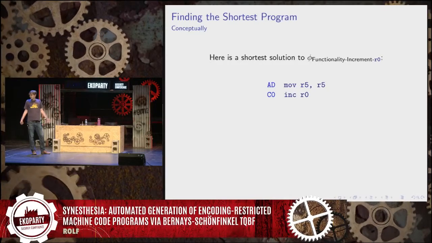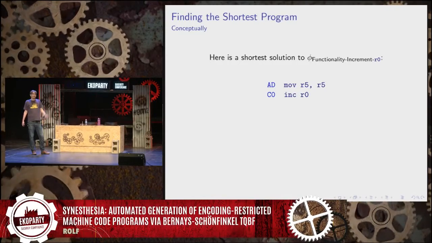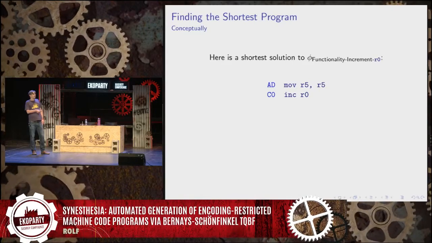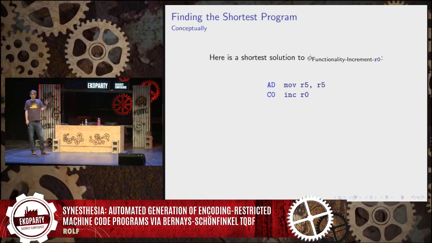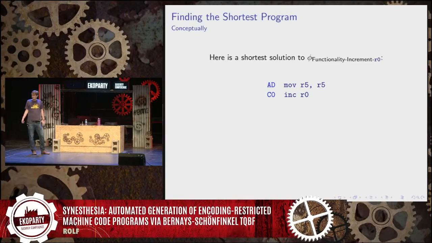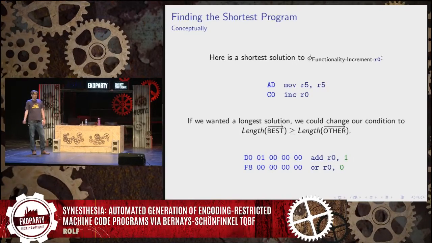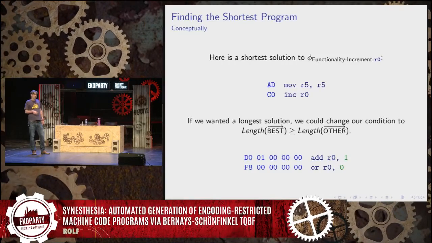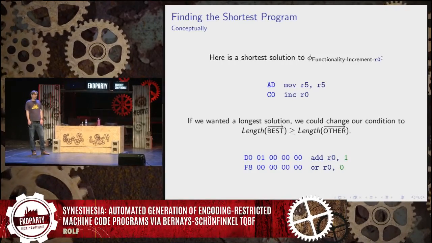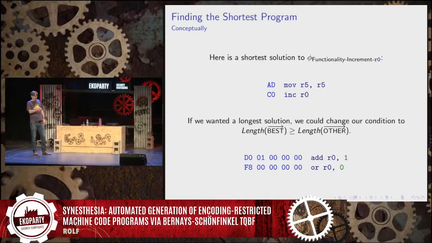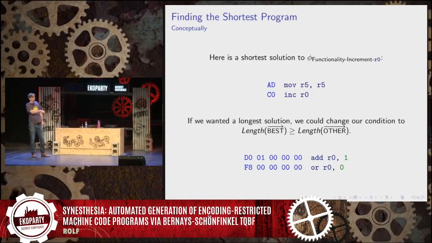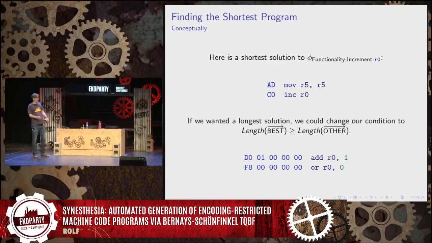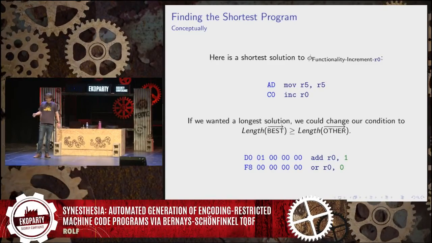For example, here's the shortest solution to the increment constraint, incrementing R0. It has a no-op and an increment, and both instructions are 1 byte, so it's just 2 bytes in length. And I could also flip it around and say, give me a solution such that the best program has length greater than or equal to any of the other solutions. Then it's going to find me 2 instructions that are 5 bytes apiece, so the result is going to be 10 bytes in length.